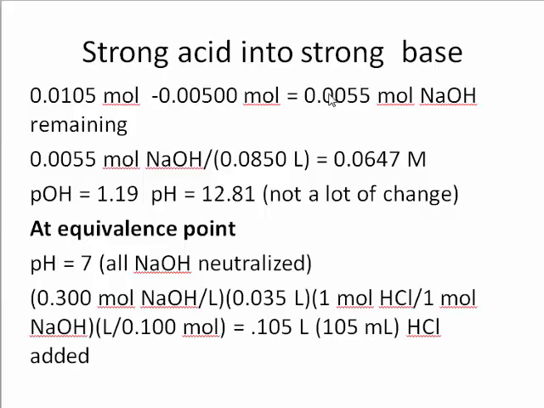And there must be 0.0055 moles of hydroxide remaining. We can convert that into a concentration, 0.0647 molar, find a pOH, and then a pH. pH is 12.81 at this point, which you might not call a lot of change. pH is changed by 1.